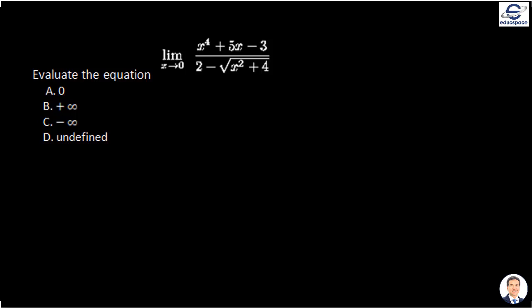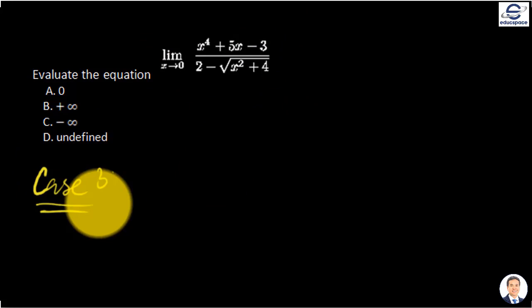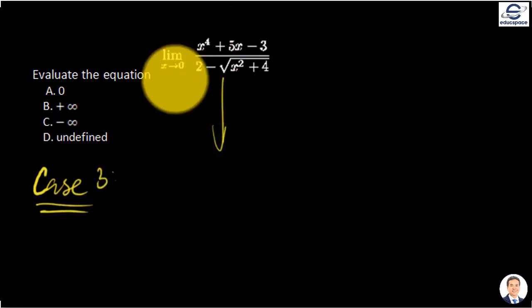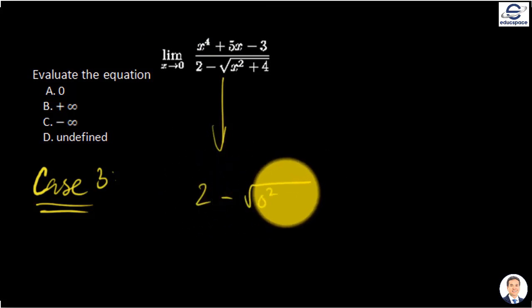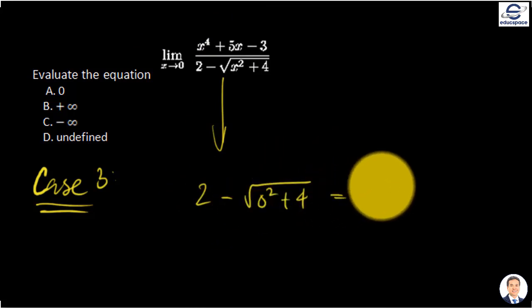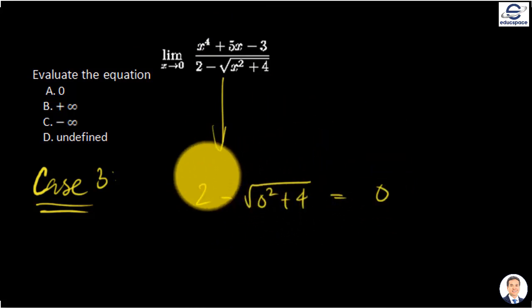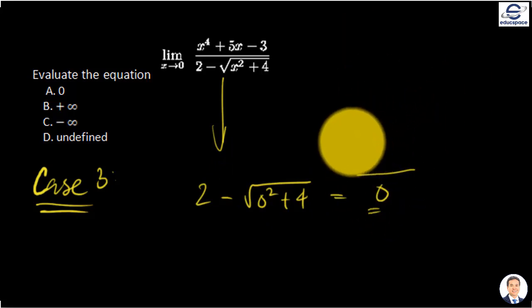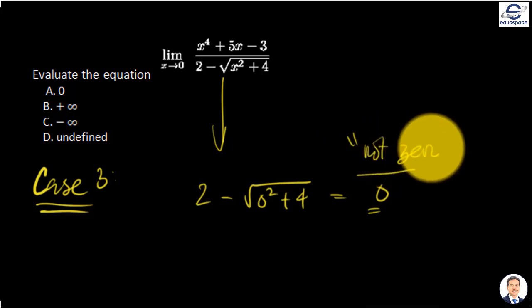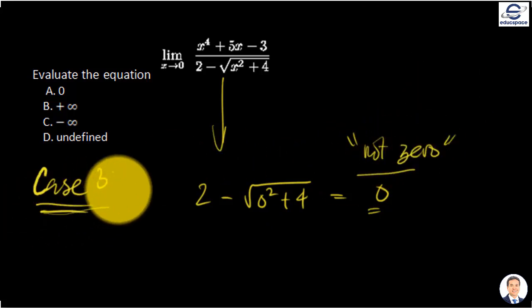Evaluate the limit of x to the fourth plus 5x minus 3 all over 2 minus the square root of x squared plus 4, wherein x is approaching 0. So again, we have this third case. Case number 3, wherein if we substitute x equal to 0, we have 2 minus the square root of 0 squared plus 4, and therefore we have 0 in the denominator. Square root of 4 is 2, so 2 minus 2 is equivalent to 0. And then here in the numerator we have a non-zero number, not 0. So case number 3 as discussed previously.